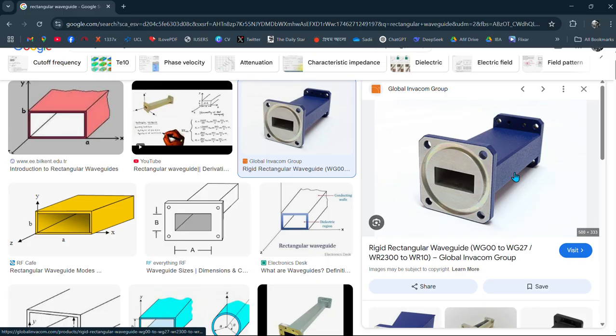So why do we use a rectangular shape waveguide? Because it is very easy to manufacture, and it is very easy to analyze. The TE10 mode here is the dominant mode, and it has the lowest cutoff frequency, making it very efficient. And there is a standardized host for the simplified design, and that is why we use the rectangular waveguide.